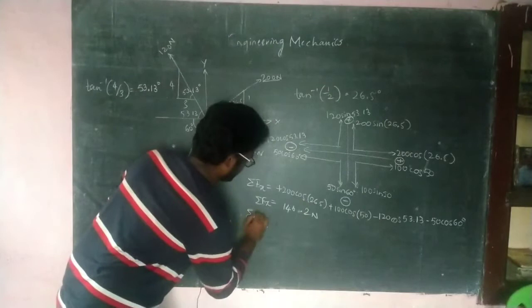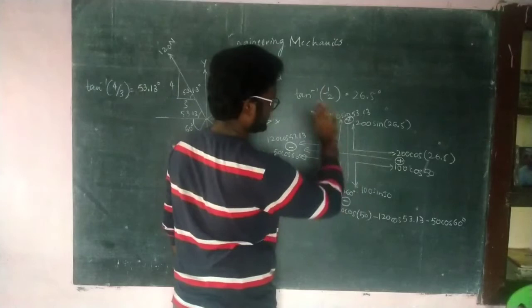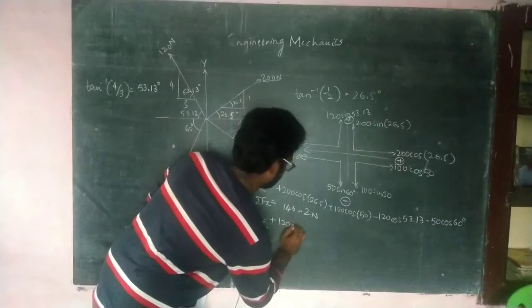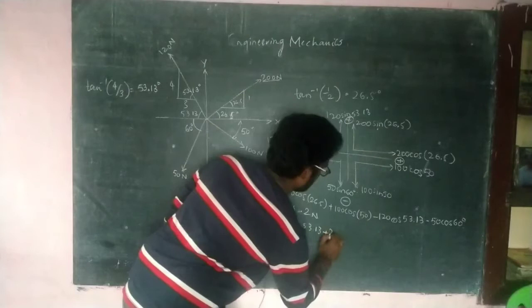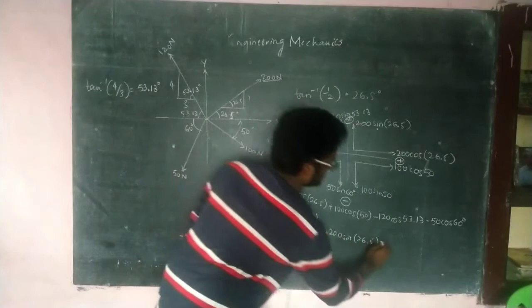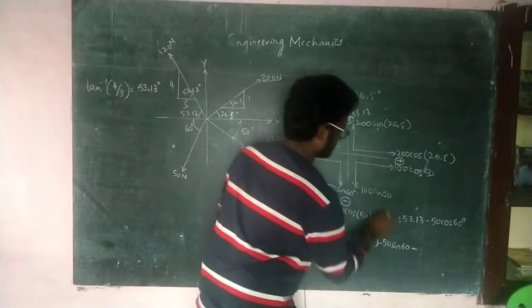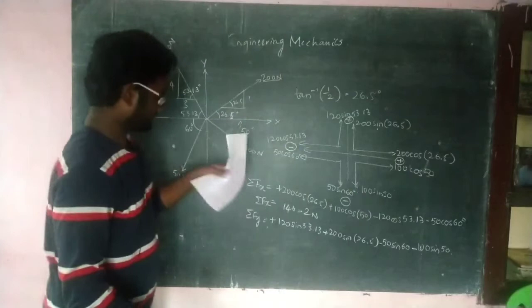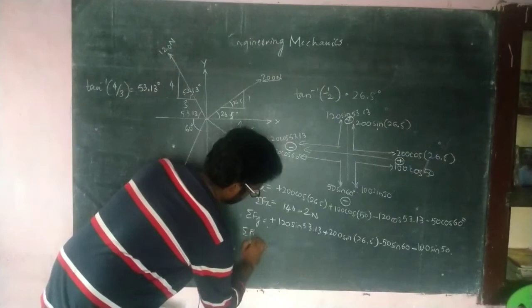So summation of f of y: whatever is taken in the upward direction is positive, downward is negative. So here it is plus 120 sine 53.13 plus 200 sine 26.5 minus 50 sine 60 minus 100 sine 50. If you calculate this, what is f of y? F of y is nothing but 65.5 Newton. Okay, we got all this.